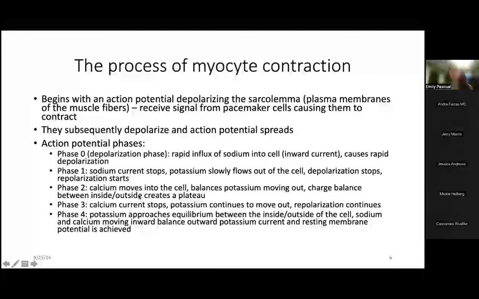So the first phase is that depolarization phase, where there's a rapid inflow of sodium into the cell, and it causes rapid depolarization. After this, the sodium current stops, and then potassium flows out of the cell, depolarization stops, and then the cells begin to repolarize. Calcium moves into the cell, it balances the potassium moving out, and the charge balance on the inside and outside creates a plateau. Calcium current stops, potassium continues to move out, and then repolarization continues. Potassium eventually approaches an equilibrium between the inside and outside of the cell. Sodium and calcium moving inward balance out the potassium, and then the resting membrane potential is achieved.